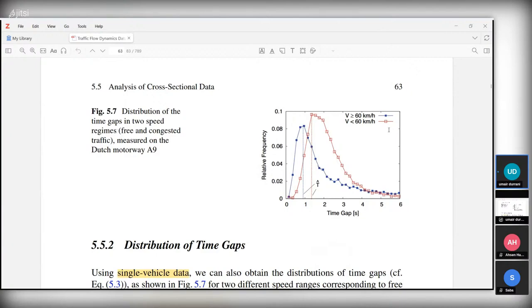Free speeds are defined here as speeds which are higher than 60 kilometers per hour, so the blue plot, and the congested conditions are speeds of less than 60 kilometers per hour, the red plot. If you look at the mode of the time gaps here, we see that it is around 1 second. So I would say this is about 0.9 seconds for the free conditions and about 1.2 seconds for the congested conditions. So this is a very small time gap.